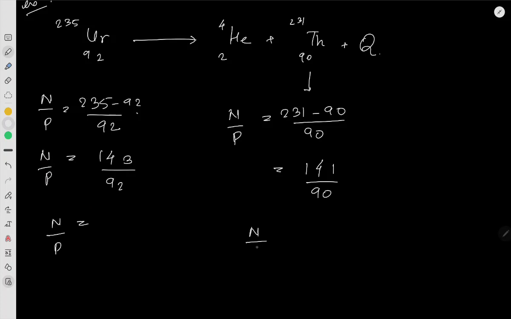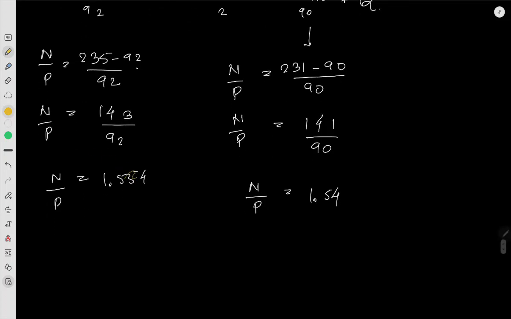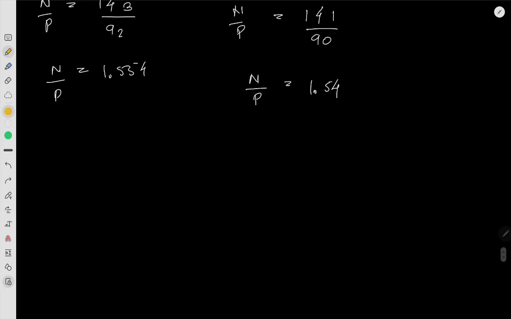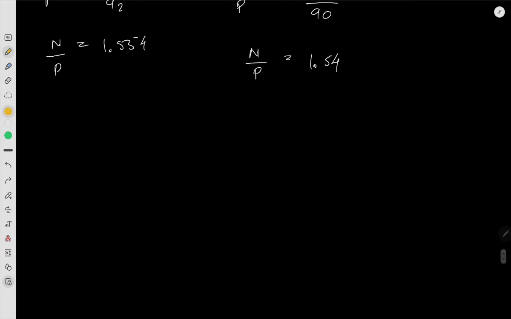So over here the N by P ratio, I'll use a calculator to calculate it. Now if you see, I have calculated it, and there's this minute difference, and this is what I'm talking about, that in nuclear physics things are very minute. Anyways, now let us understand something else. This was the example that I'm ending.